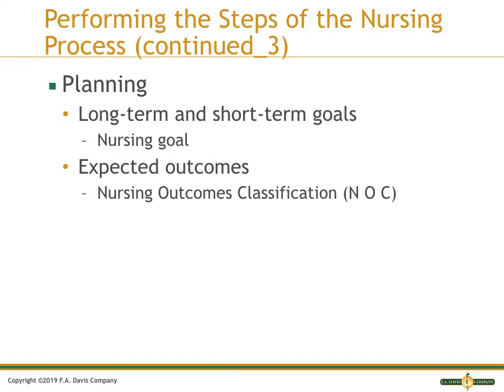Outcome statements should include each of the following: a realistic specific action to be taken by the patient, not the nurse. They should have an action that the patient is willing and able to perform, and an action that is measurable, as well as a definite time frame for the action to have been accomplished. So your expected outcomes should be realistic. They should be measurable. They should have something that the patient is willing and able to perform.